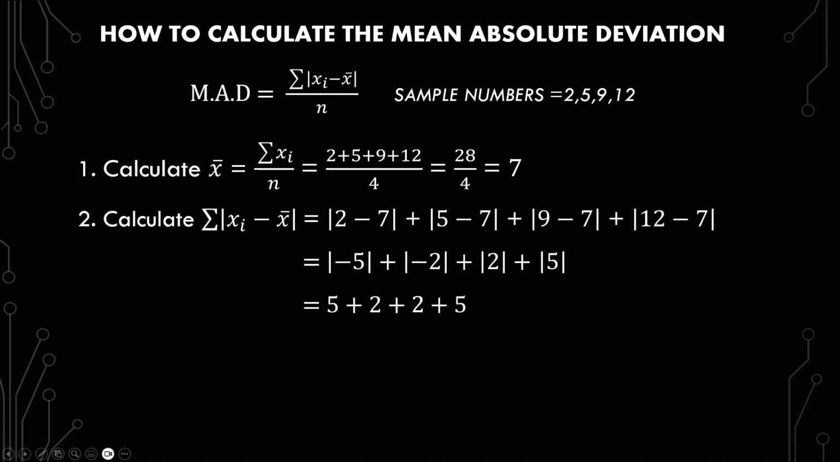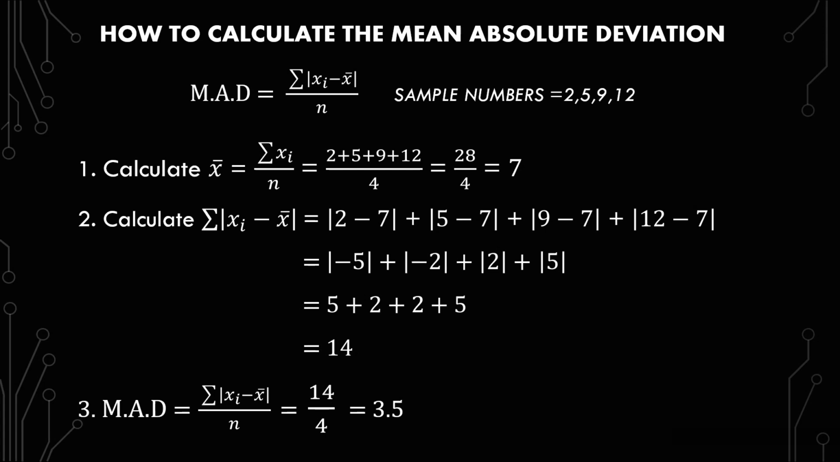This gives us 5 plus 2 plus 2 plus 5, because the only thing the absolute value really does here is drop off the negative. And so it just gives you the total distance. When you add those together, you get 14. And the final step here is to divide 14 by how many numbers we have, which is 4, which gives us 3.5.